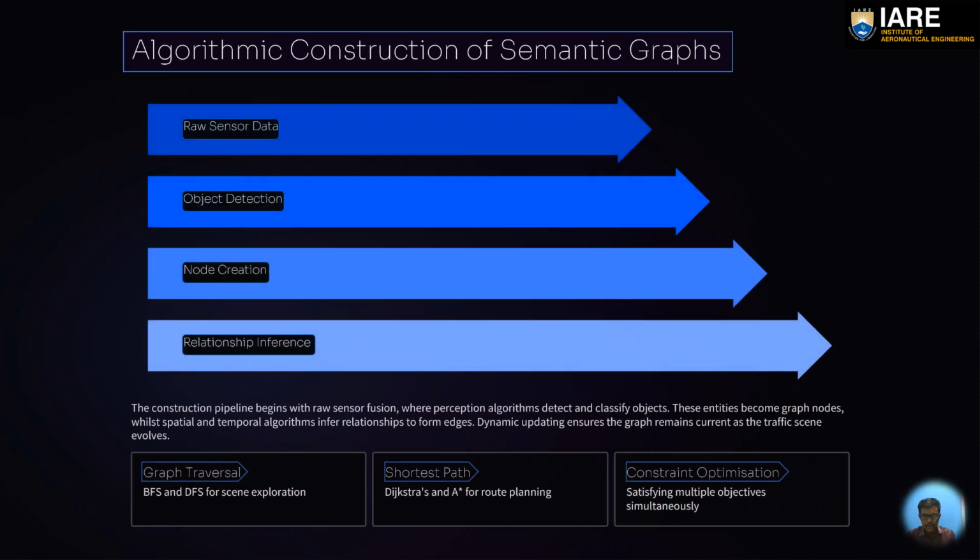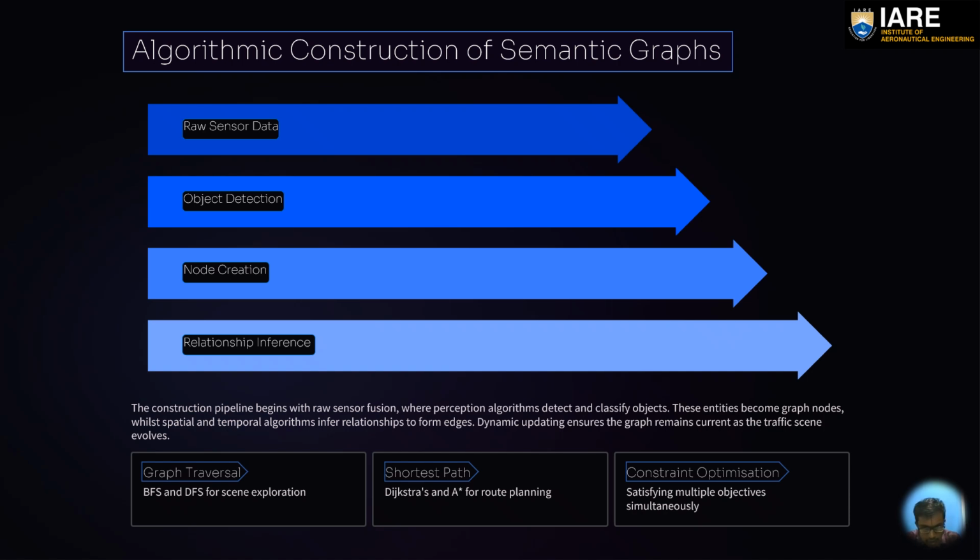Now let's go through the algorithmic construction of semantic graphs. First of all, raw sensor data is taken and object detection is done. From the data, objects are detected, and after that, the objects are created as nodes, and after that, relationship inference. The relationships are established.